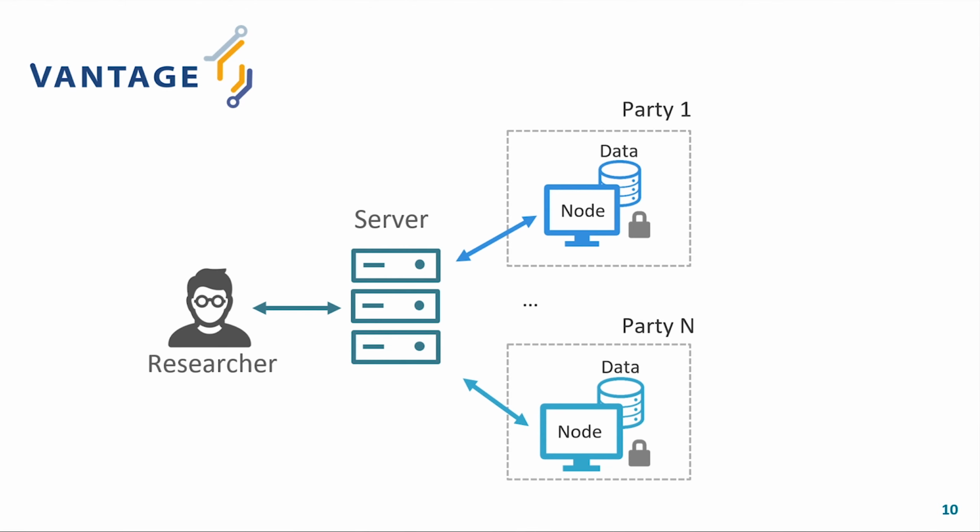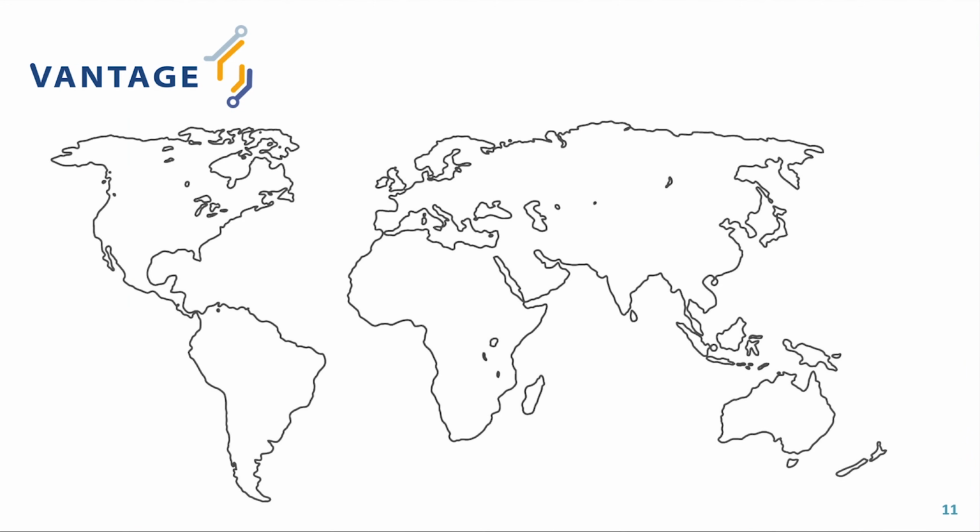In short, the architecture of VANTAGE6 is composed of a researcher, a server, and a series of parties, or nodes, each of them with its corresponding data. Before this starts looking very complicated, I think that the best way to explain how VANTAGE6 works is with a simple example. For this, I would like to talk about the collaboration that we established with the Taiwan Cancer Registry for studying oral cavity cancer.